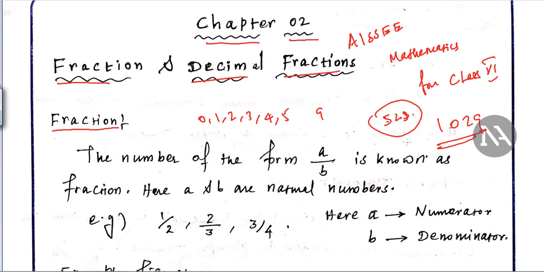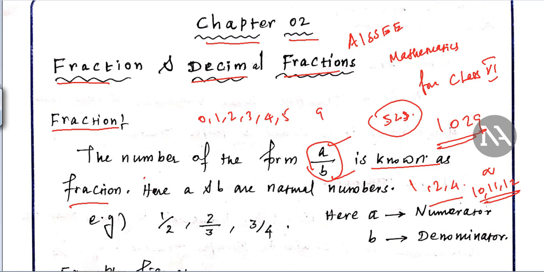Similarly, these are natural numbers. But here the same natural numbers are going to be represented in a different form. See, a number of the form a divided by b is known as a fraction. Here a and b are natural numbers. It may be any number from 1 to infinity: 1, 2, 3, 4, 5, 10, 11, 12, 13. All these numbers are natural numbers.